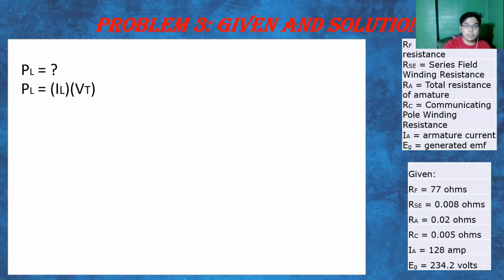So, ano ang kailangan natin sa power? Yung formula niya, which is yung IL, which is yung load current, multiplied by the V sub T, which is yung terminal voltage. Pero wala tayong value ng load current and terminal voltage. So, paano ba isolve yun?